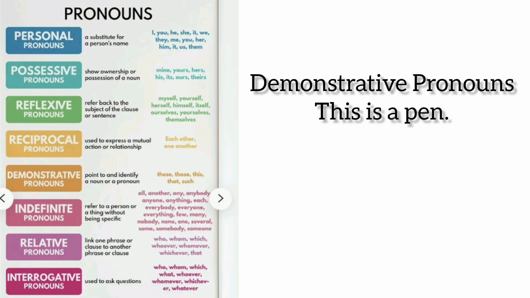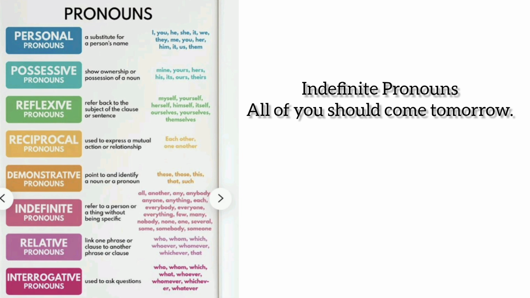called the demonstrative pronoun. Next we will learn the indefinite pronoun, where we are not saying something definite to a person or thing, without being specific. Like, all of you should come tomorrow. So here I'm not definitely saying something to someone. So I'm saying all should come tomorrow. So this is an indefinite pronoun.